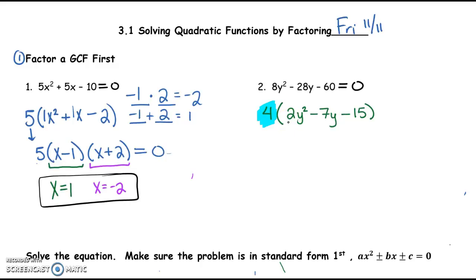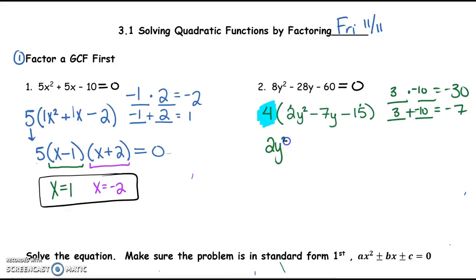Because our a value is not 1, we have to multiply 2 times negative 15. That'd be negative 30. So we're looking for two numbers whose product is negative 30 and whose sum is negative 7. Does anyone know? 3 plus negative 10 is negative 7. 3 times negative 10 is negative 30. Because our a value is not 1, we have to do factor by grouping.